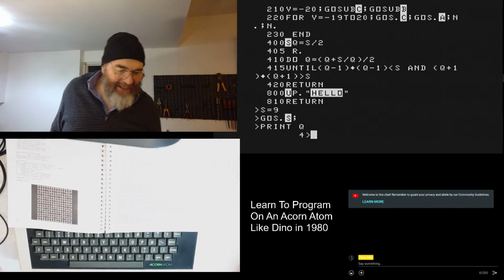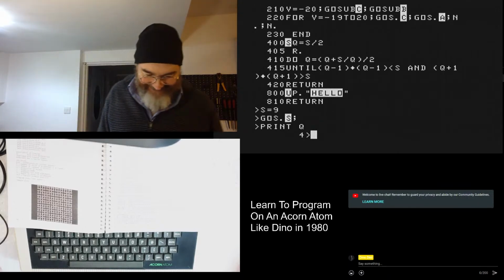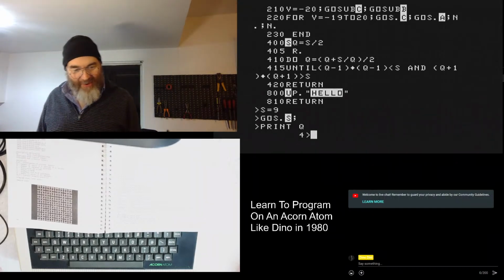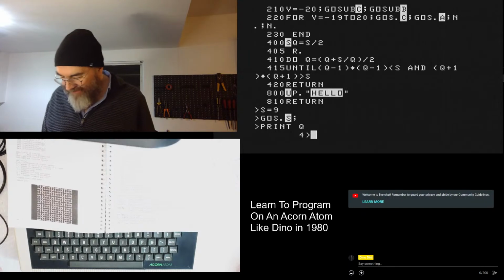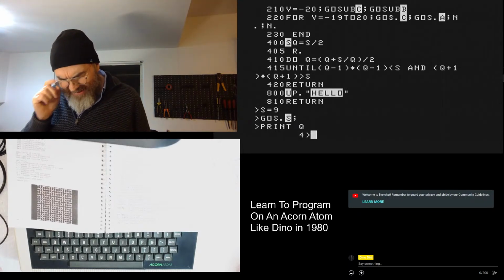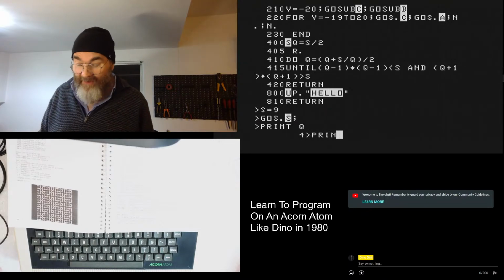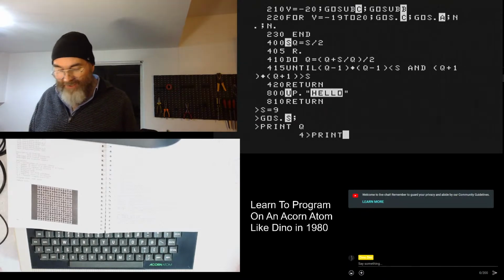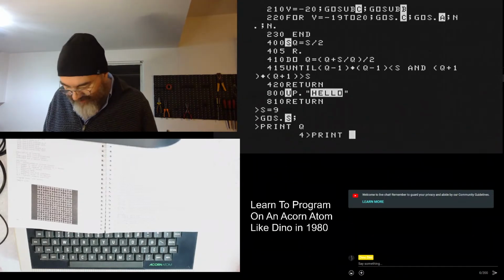I'm not entirely convinced with that result. The square root of 9 is not 4. I wonder, is this a limitation of the thing? Because there isn't floating point. There's only integer arithmetic on this thing. I mean, it's not going to have floating point.